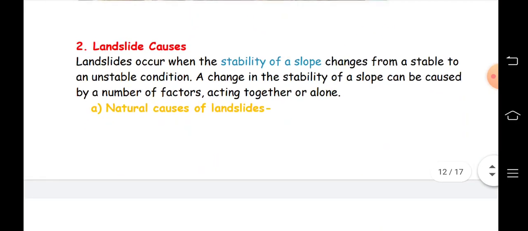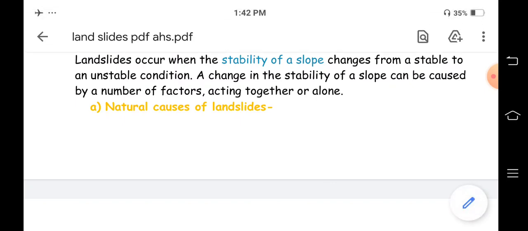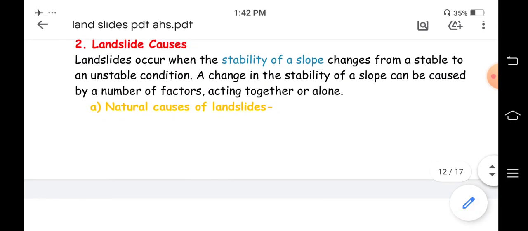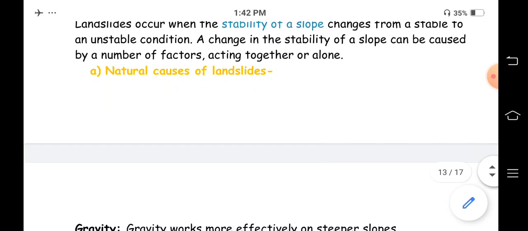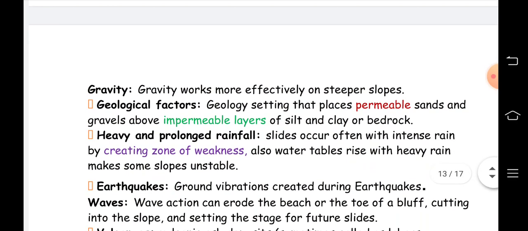Next are the causes of the landslide. What are the various causes of the landslide? As we know, a landslide occurs when the stability of the slope is improper, meaning the slope is unstable, meaning the factor of safety is less than 1. There are various causes: first the natural causes, and second the human or man-made causes due to man-made activities. Natural causes means landslides that occur due to natural activities.